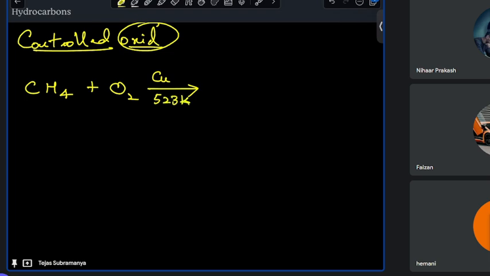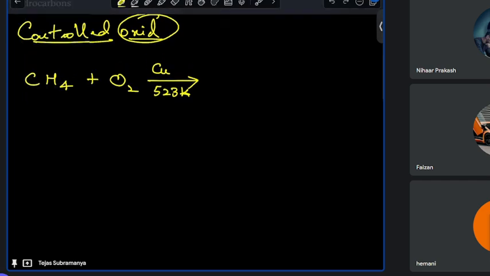Now what's going to happen? If the catalyst is copper, always understand, the answer is alcohol. Alcohol means it will have OH. So it will become CH3OH. How to remember this? Look at the left-hand side. CH4 is there. Remove one H and add an OH. So this will be the answer if copper has been used.